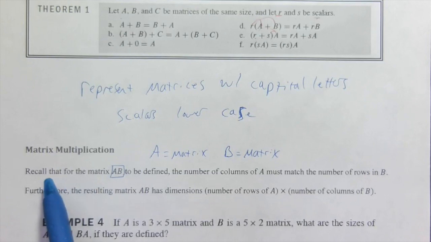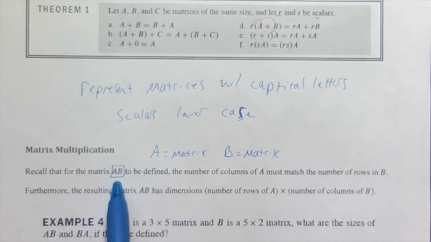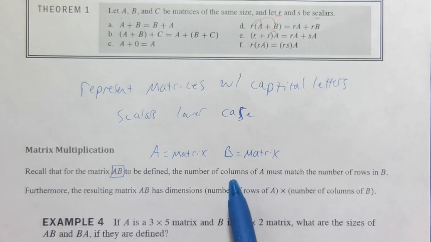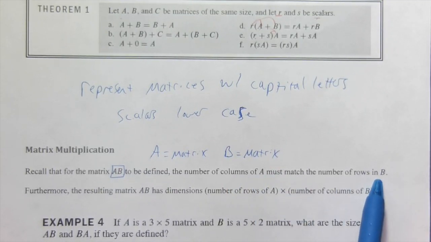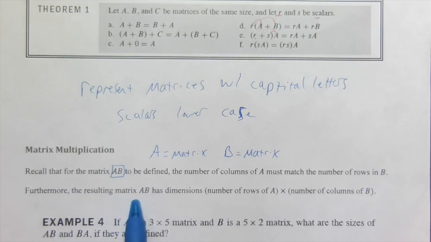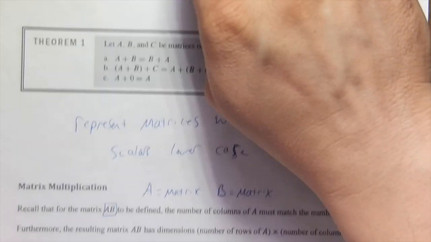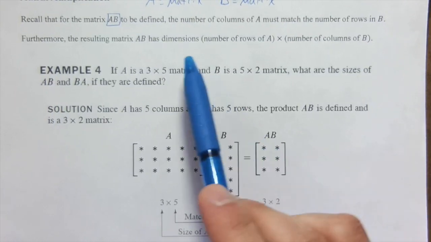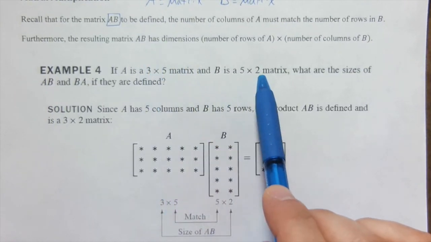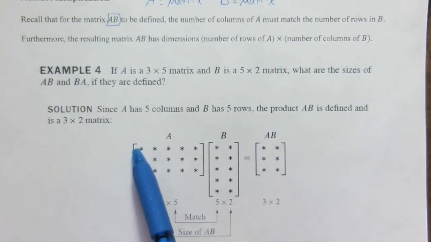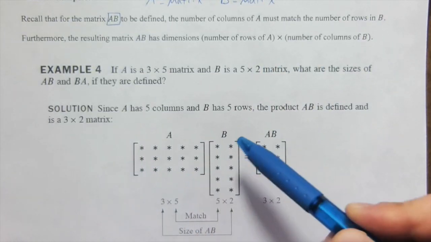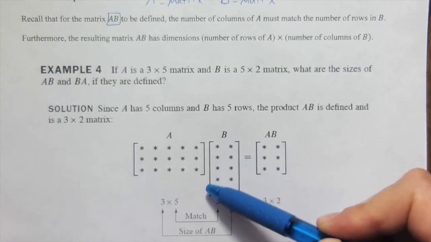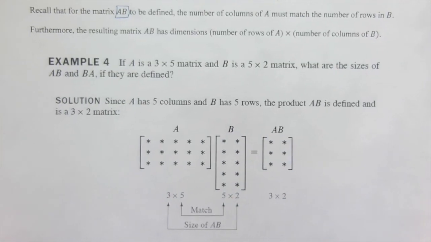So it says, and we've talked about this before, recall that for the matrix A times B to be defined, the number of columns in A has to match the number of rows in B. Furthermore, the resulting matrix, A times B, has dimensions rows of A by columns of B. So, for example, here we have a matrix A and a matrix B, and we're being told A is 3 by 5, B is 5 by 2, right? And so you can see that this is 3 by 5 because it has 3 rows, 5 columns, and B is 5 by 2 because it has 5 rows, 2 columns, right? The first number is the number of rows, the second is the number of columns.